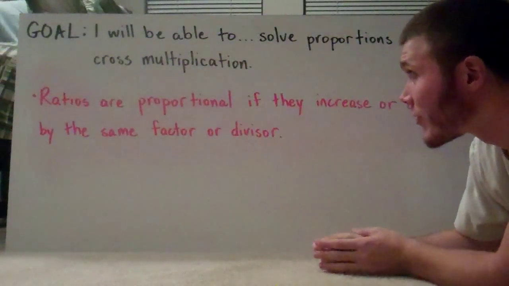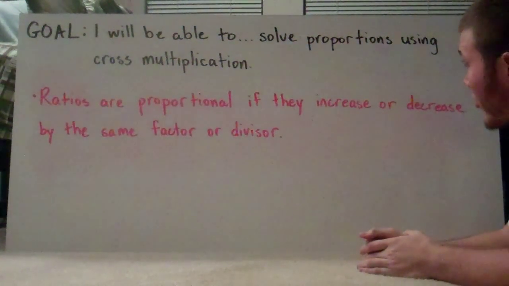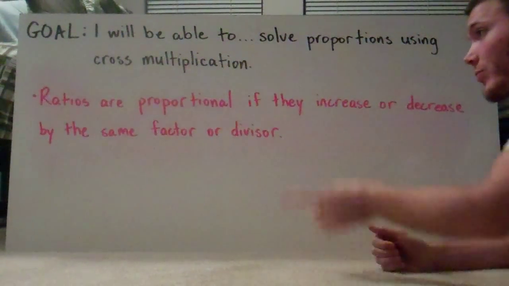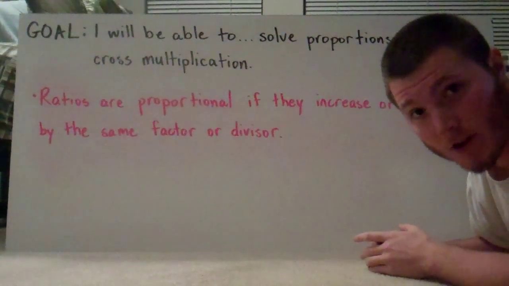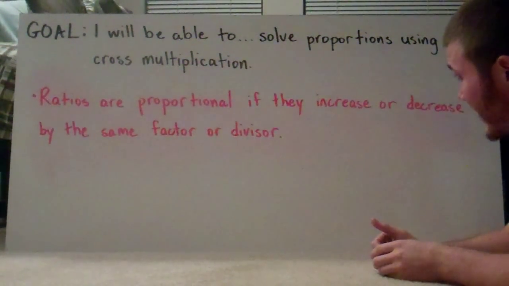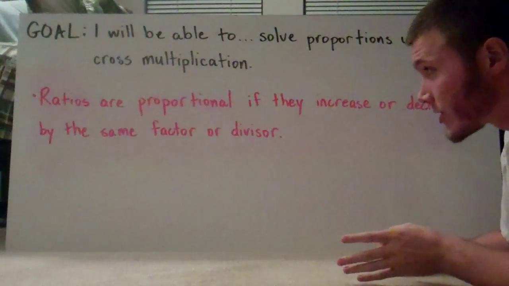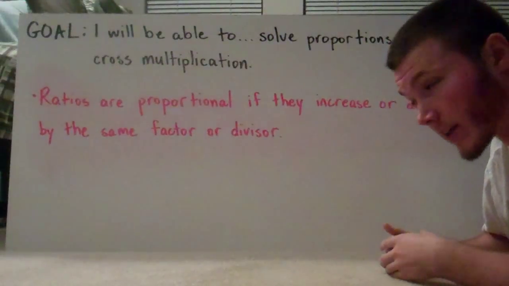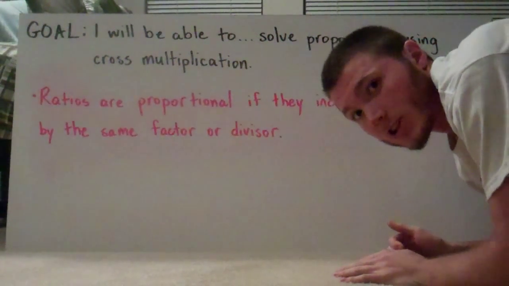The goal for you tonight is for you to be able to solve proportions using cross multiplication. Something I want you to know is that ratios, what we've been dealing with, are proportional if they increase or decrease by the same factor or the same divisor. The next slide is going to show you what that looks like.